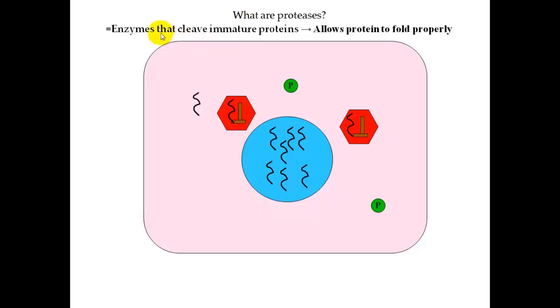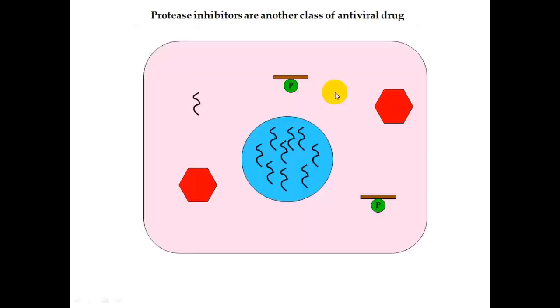They're enzymes that cleave immature proteins so that those proteins become properly folded, which then allows them to have their proper function. So an important thing, proteases. The way that this drug called a protease inhibitor works, the way that they harm viruses, is that they prevent proteases from doing their thing.